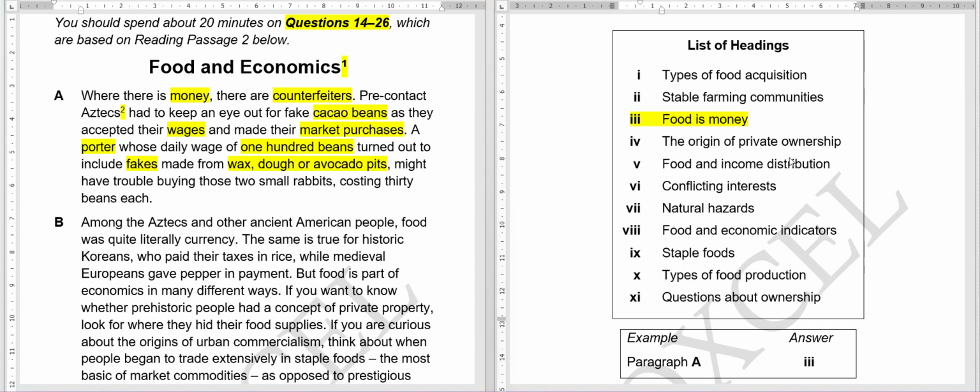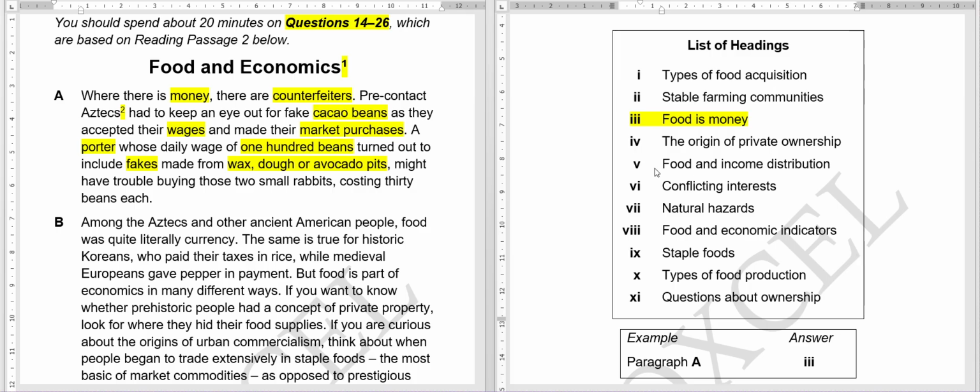Sorry about that. So the type of food people acquire, obtain, purchase, whatever the thing is. So wherever this kind of information is given, like these types of food were purchased by people or acquired by people, something like that, that paragraph will have one as an answer. Stable farming community. So it's quite easy. The origin of private ownership. So origin means start. So wherever there is information about how private ownership started, that paragraph will have the fourth option as its answer.